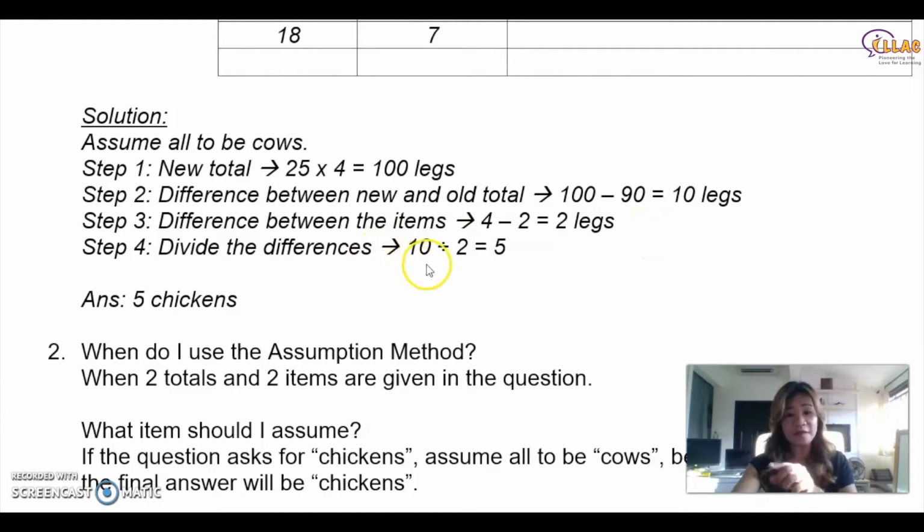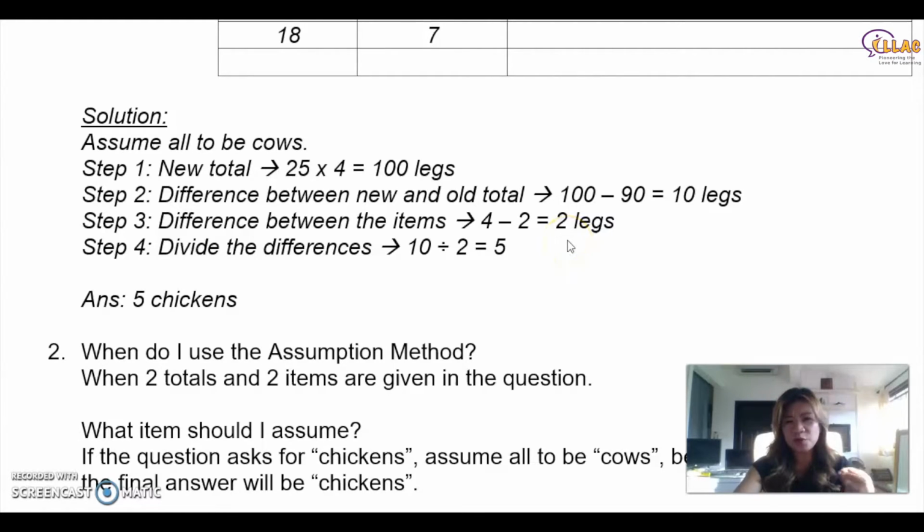So if you divide this difference, you will realize, oh, this 10 divided by 2, this 5 that I get as a result is actually the number of chickens. Amazing, isn't it? So if you want to work backwards, okay, 5 chickens, so 5 times 2 is 10. So 20 cows, 20 times 4, I have 80. 80 plus 10, 90. You got the answer. So this is how you do the assumption method.